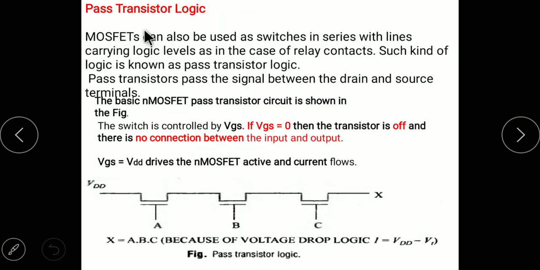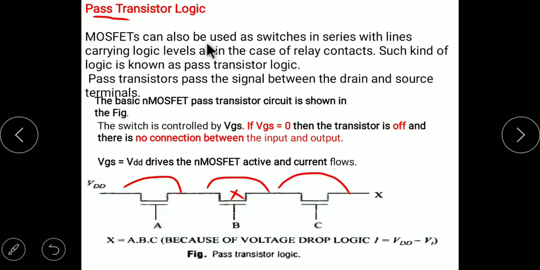Next, pass transistor logic. Pass transistor means, as the name itself says, passing the logic through transistors. So if you arrange transistors in series like this, then each transistor can pass the logic from one node to the other node up to the output. If any one of the transistors is off, then the input logic will not pass to the output.